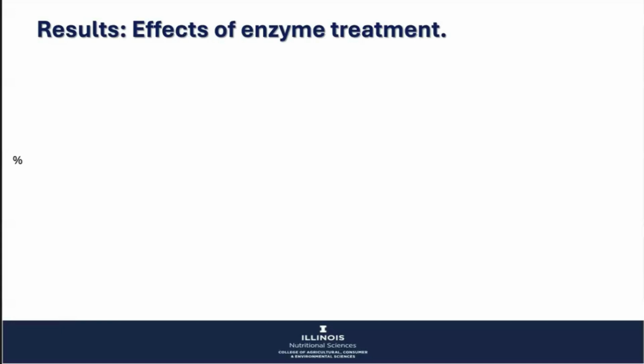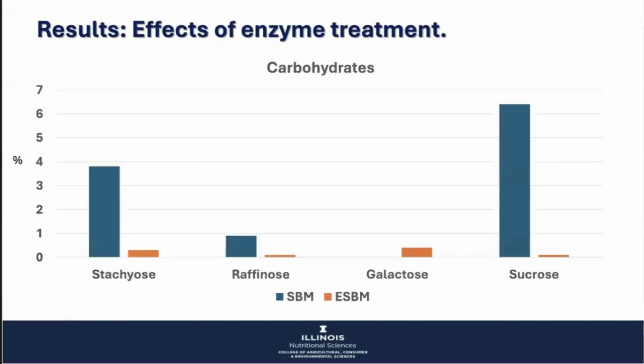In this slide, I want to show the effects of enzyme treatment on nutrients. In the y-axis, we have the concentration of the carbohydrates in percentage, and in the x-axis, we have each nutrient. In the blue bar, we have soybean meal, and in the orange bar, we have enzyme-treated soybean meal. In this graph, we can observe that after enzymatic treatment, there was a reduction of stachyose, raffinose, and sucrose.